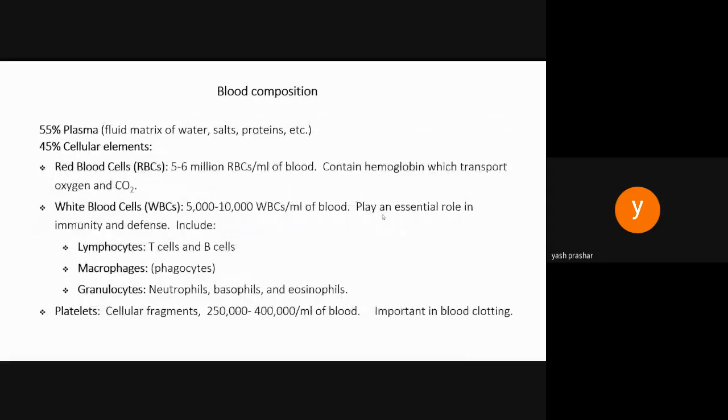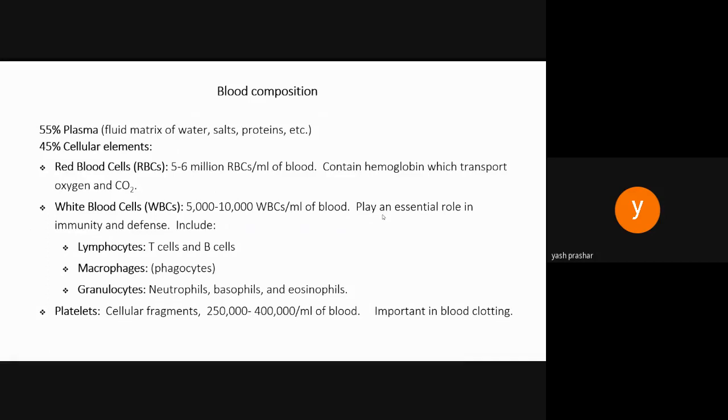Blood composition: 55% is plasma, and 45% is cellular elements. In this case, we have red blood cells, then the white blood cells. In white blood cells, we have lymphocytes, macrophages, granulocytes, and lastly, we have platelets. Blood has a plasma matrix and formed elements.